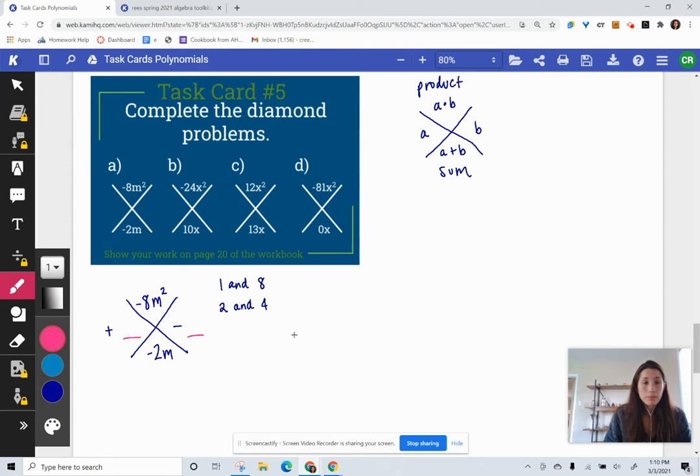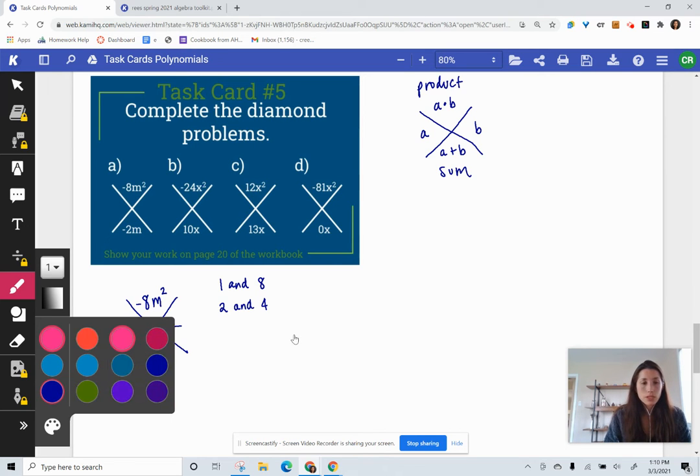So could I make 1 plus 8 in some way, 1 minus 8 to make 2? Could you do that with the 2 and 4? And then just make sure you're placing them in the right location on your diamond. Okay, so that's question A.